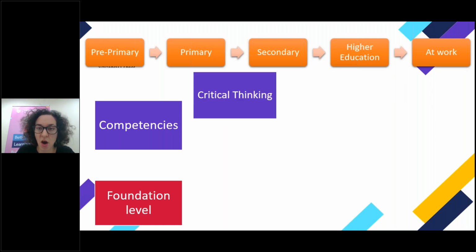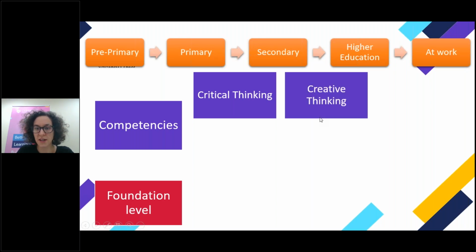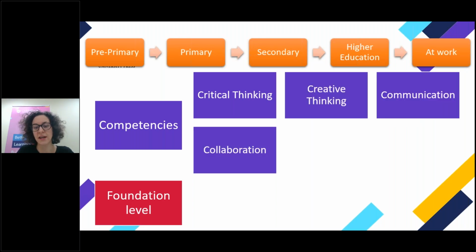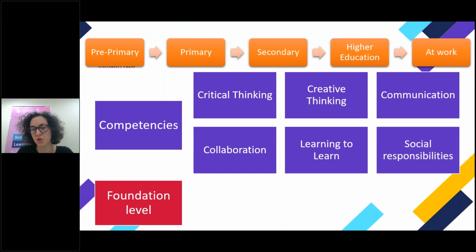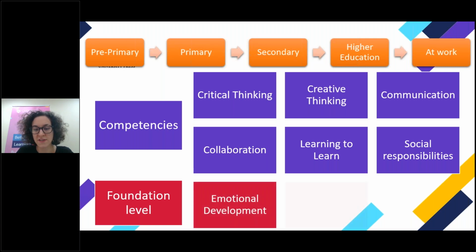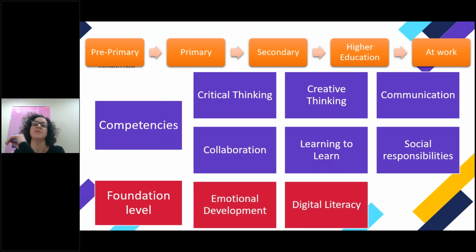So there are 6 competencies: critical thinking, creative thinking, communication, collaboration, learning to learn, and social responsibilities. If we're talking about the foundation level, it's emotional development that goes through each of the competencies that are here in purple squares, and digital literacy, which also is required throughout the whole learning process nowadays.